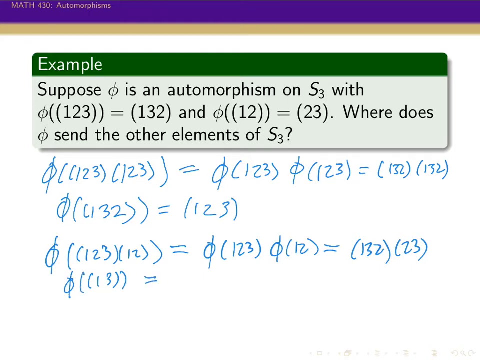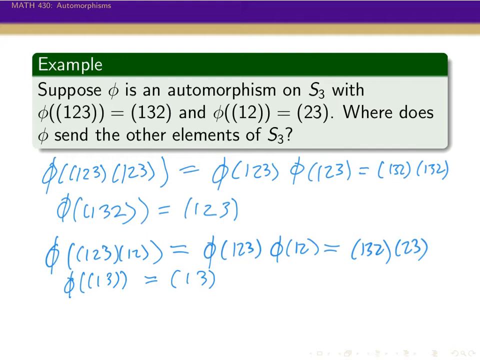On the other hand, we have 1 goes to 3, and 3 goes to 2, which goes back to 1. So phi preserves (1 3). The 2-cycle (1 3) is a fixed point of phi.